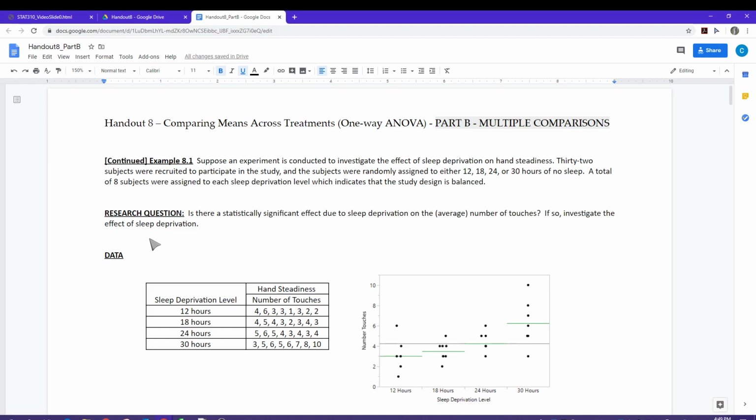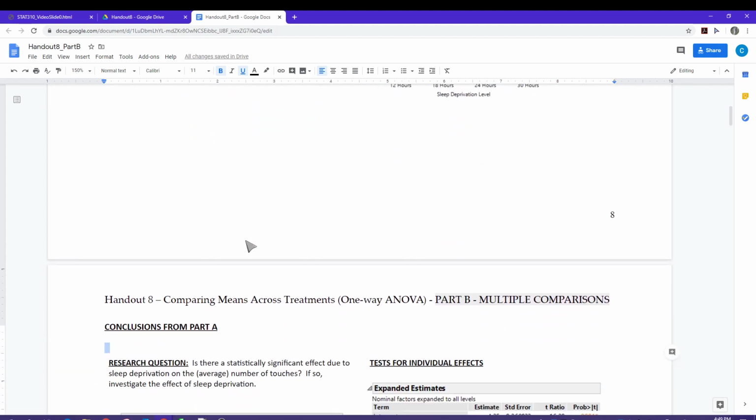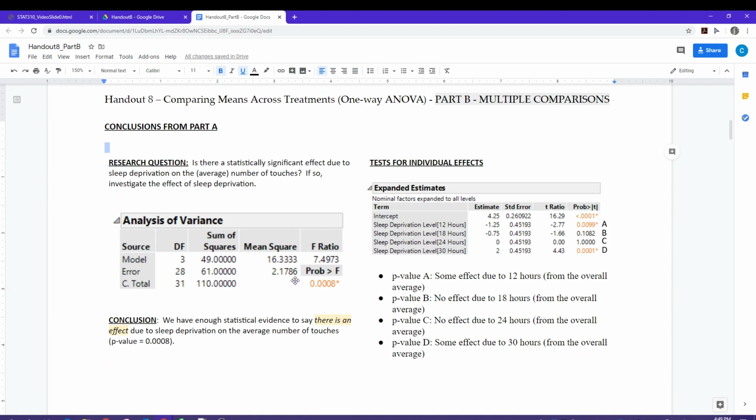So in Part A, we considered the research question of whether or not there was a significant effect due to sleep deprivation on the average number of touches. The data is provided here, and quickly the outcomes from Part A are provided as well. What we learned is that we did have enough evidence to say there was an effect due to sleep deprivation on the average number of touches. In our tests for our individual effects, we discussed the various p-values here and what those meant. These are tests for the individual effects.